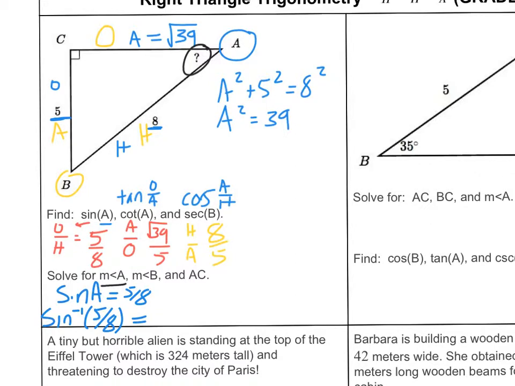But if you'd rather know what this is, I'm going to do this up on Desmos for us to see. Sine inverse of 5/8 is 38.7 degrees.